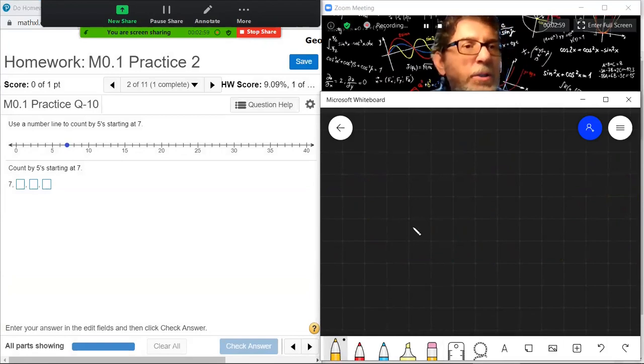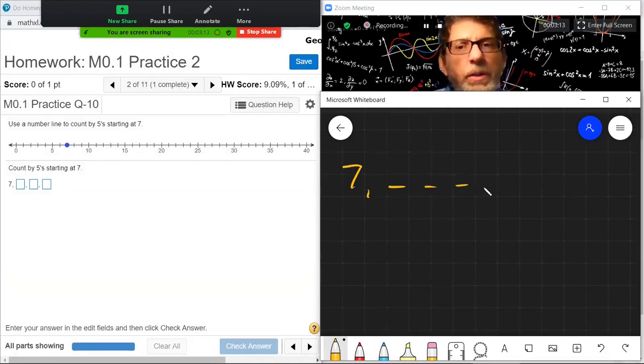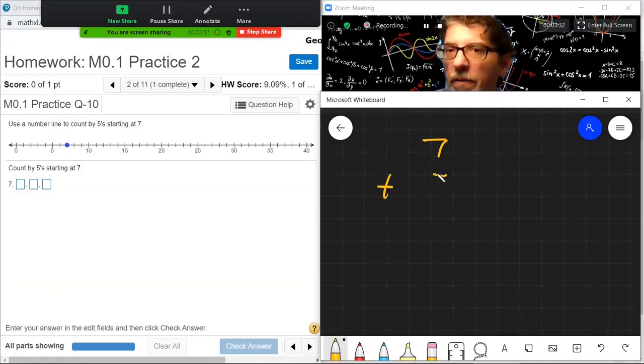So here they're asking us to count by 5s starting at 7. So we have 7. So instead of doing 1, 2, 3, 4, 5, now let's do something else. Let's try this. So we have 7, and we have to count by 5s. We have to go forward 5 or add 5.